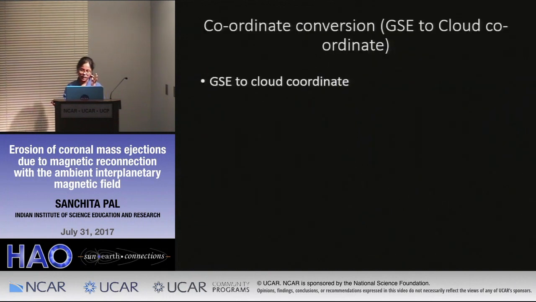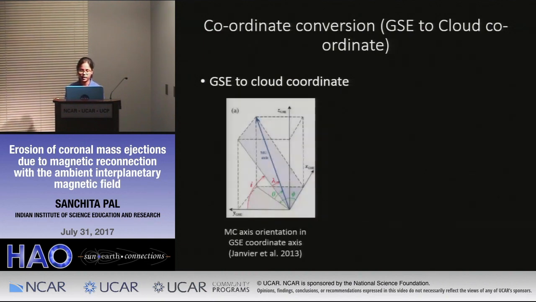So the next thing is to convert the coordinates of the magnetic cloud. Magnetic clouds observed at 1 AU are in the GSE coordinate system, and we have to convert them to a common coordinate system, that is the cloud coordinate. In GSE, x points towards the sun, z is perpendicular to the ecliptic plane, and y completes the right-hand triad.